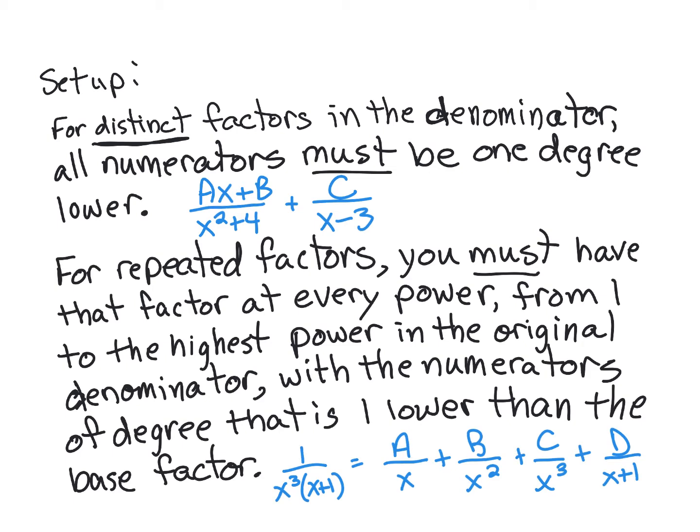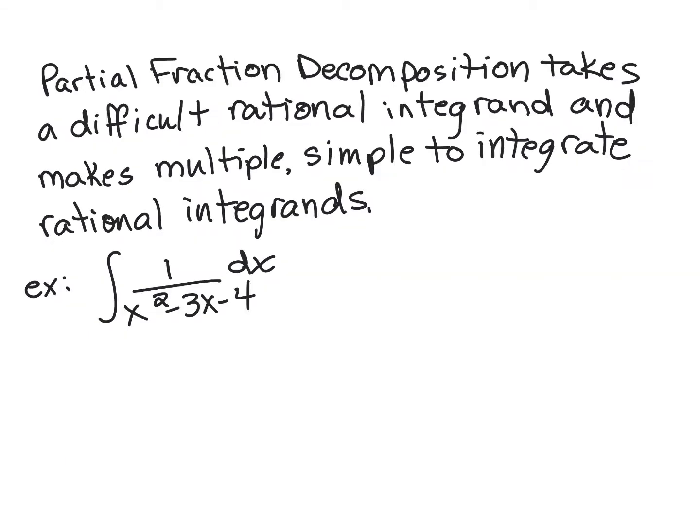Now the process, once you decompose your denominators, you have to get a common denominator on the right-hand side, and then you'll equate the numerators. And then you're solving for the unknowns that are now coefficients. Okay, partial fraction decomposition takes a difficult rational integrand and makes it multiple smaller, neater fractions that you can now actually integrate.